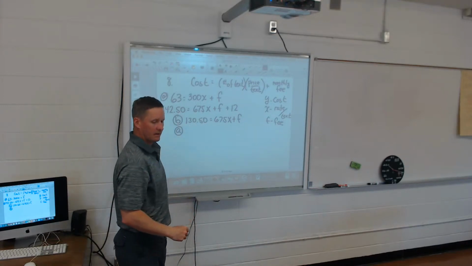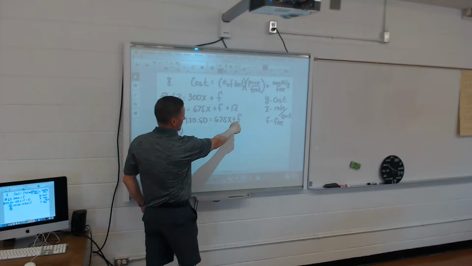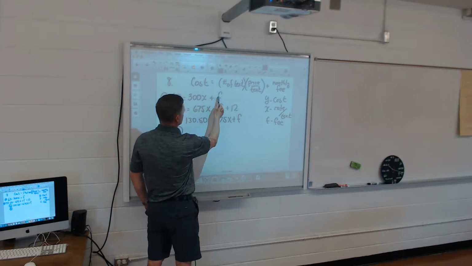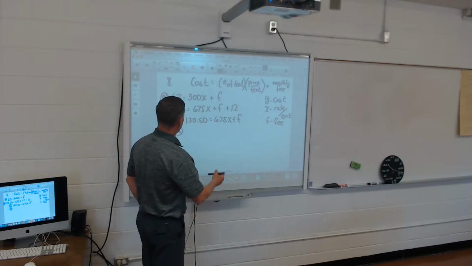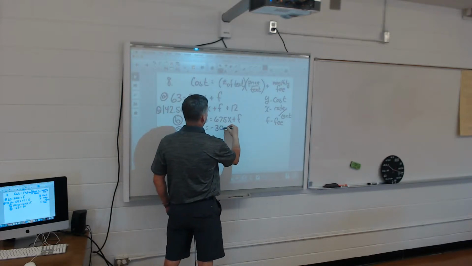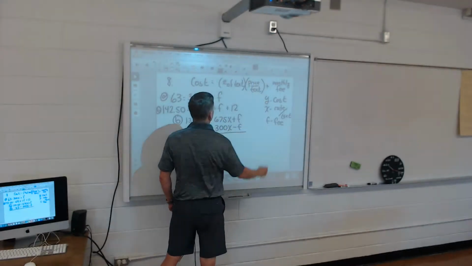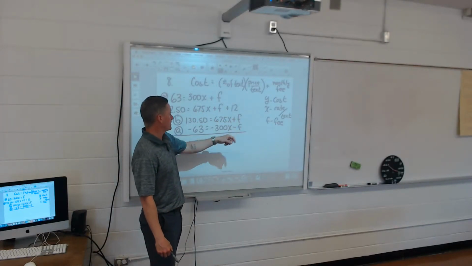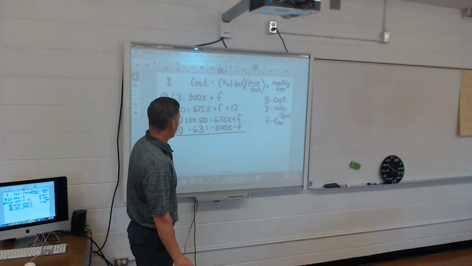Just like that. Okay? My A equation, this one, notice I have a positive F right here. I'm going to change that to a negative F, and to change it to a negative F, I have to change everything here. Makes it easier for using the elimination method. So I'm going to go minus 63 is equal to minus 300x minus F. So I have 130.50 equals 675x plus F, minus 63 equals minus 300x minus F.